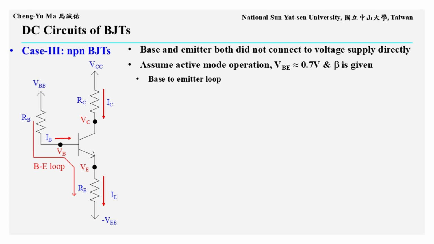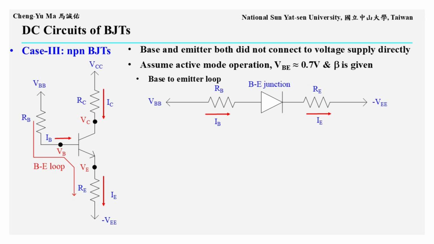In this circuit, the base, collector, and emitter terminals are each connected through a resistor. We first assume that the BJT operates in active mode, so VBE is approximately 0.7 volts, and beta is given. As before, we begin with the current path from the base to the emitter. Here we isolate the entire base to emitter current path.